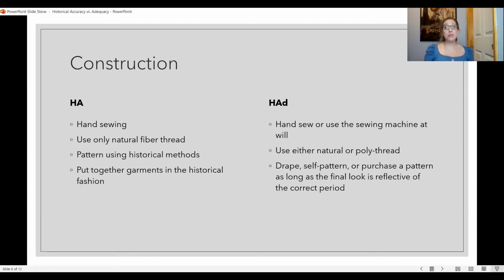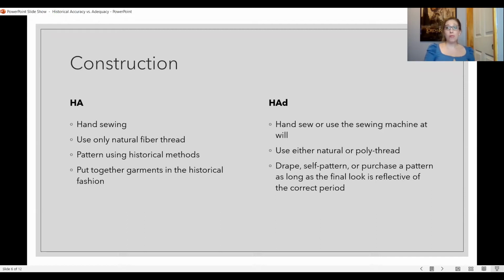Use natural or poly thread. All-purpose thread, most of it's poly thread that's readily available. I use poly thread. Natural thread a lot of times does require waxing and more preparation and knowing a little bit more about the properties and how to use that thread. I don't personally have experience in doing that. But that doesn't make my sewing automatically more historically adequate.